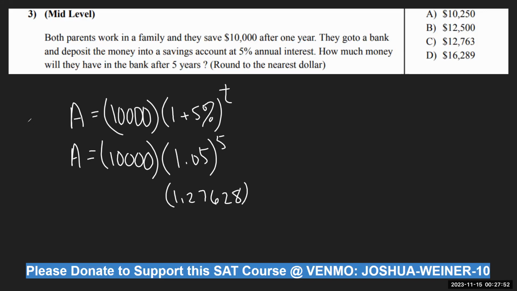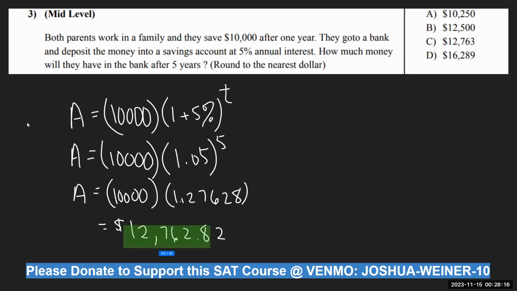1.27628 times 10,000, meaning that's how much your money will grow. It looks like 27%. But we have 1, 2, 3, 4 decimals. So that means it'll be $12,762.82. And then rounding to the nearest dollar, it looks like we have to round up. 12,763, there it is. C is correct for question number three, compound interest.